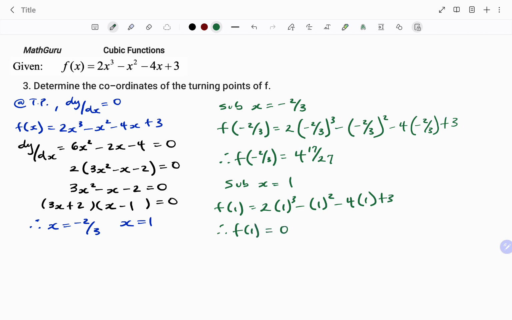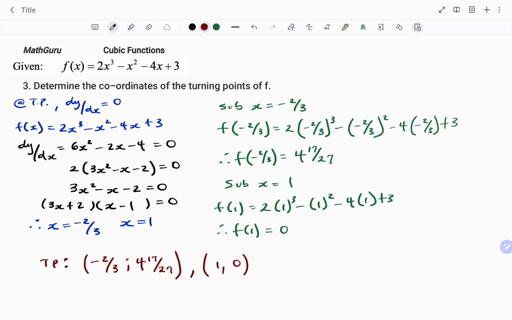So the coordinates of my turning points will be, for the first one, x equals negative 2 over 3 with the corresponding y value of 17 over 27. And for the second point, I have x equal to 1 with a corresponding y value of 0. Let's go to the next part.